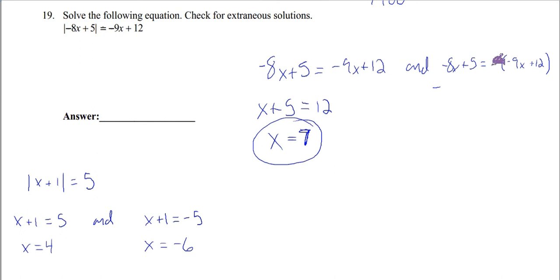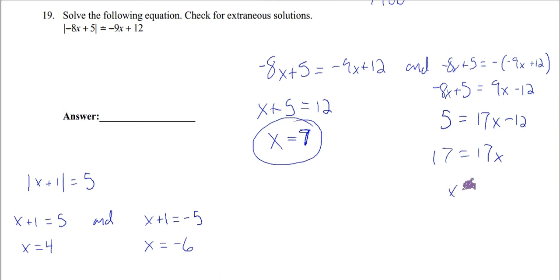First, I'm going to distribute this negative. Negative 8x plus 5 equals 9x minus 12. I'm going to add 8x to both sides. 5 equals 17x minus 12. I'm going to add 12 to both sides. I get 17 equals 17x. X equals 1. Maybe both of those work. Maybe only one of them works.